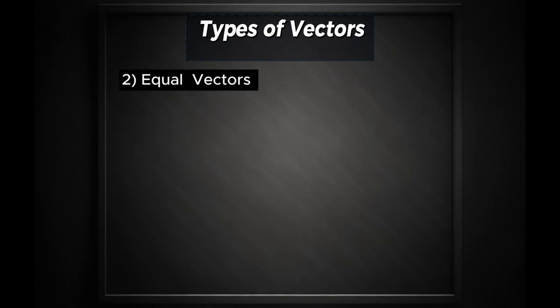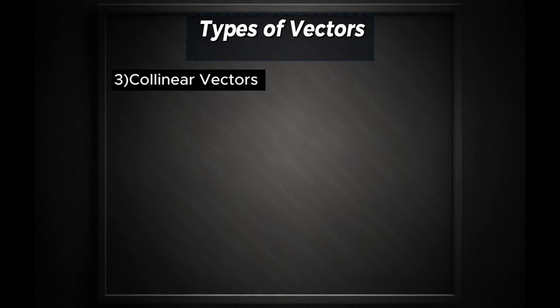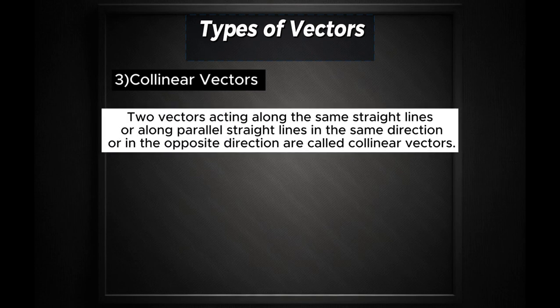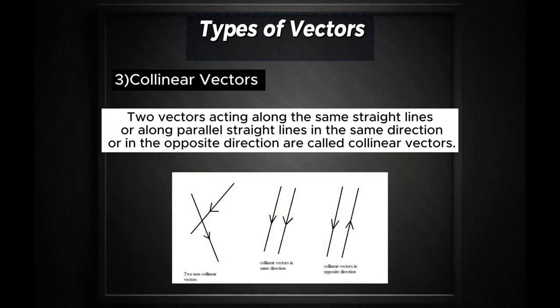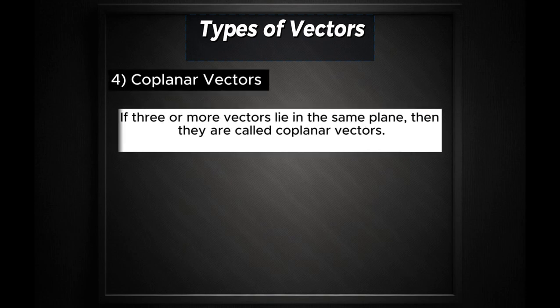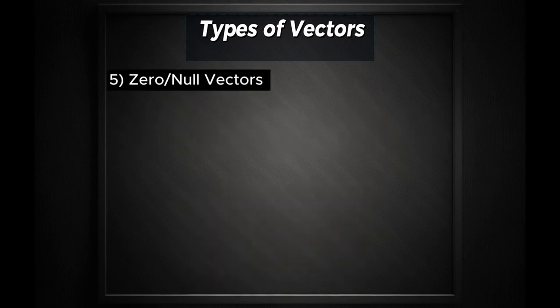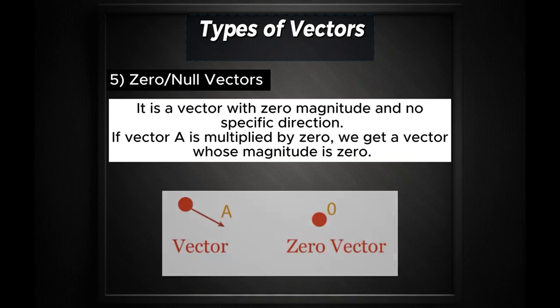2. Equal vectors. If two vectors have equal magnitude and direction, they are equal vectors. 3. Collinear vectors. Two vectors acting along the same straight lines or along parallel straight lines in the same direction or in the opposite direction are called collinear vectors. 4. Coplanar vectors. If three or more vectors lie in the same plane, then they are called coplanar vectors. 5. Zero vector. It is a vector with zero magnitude and no specific direction.